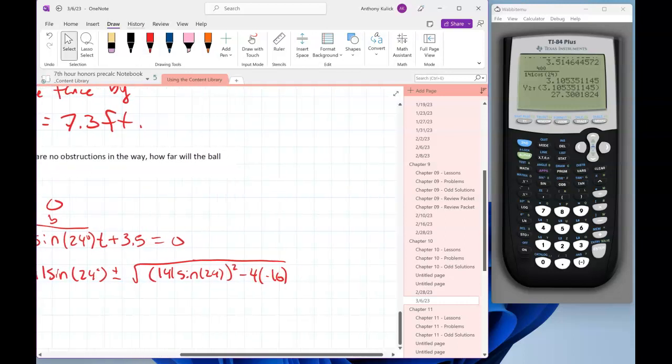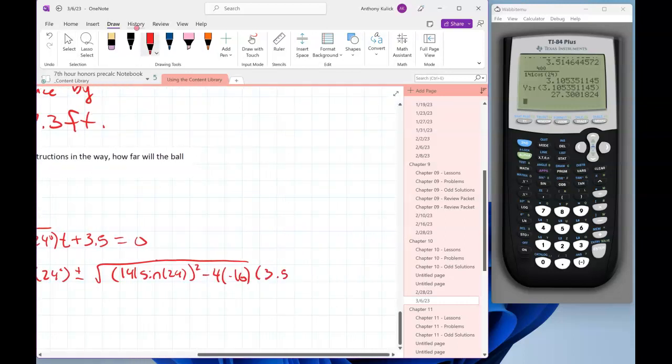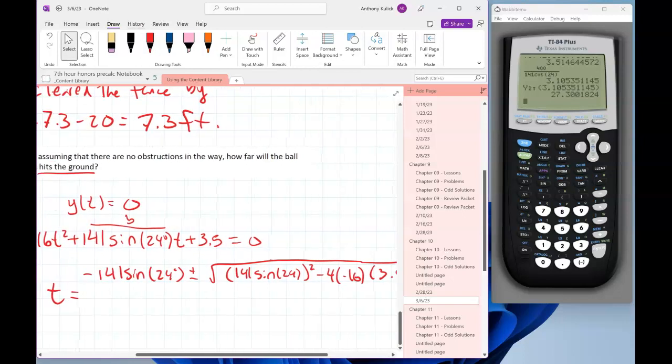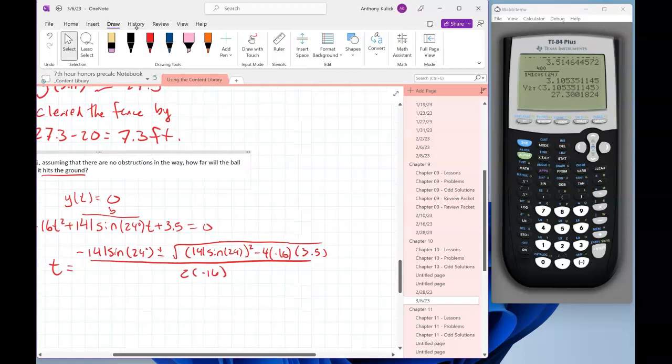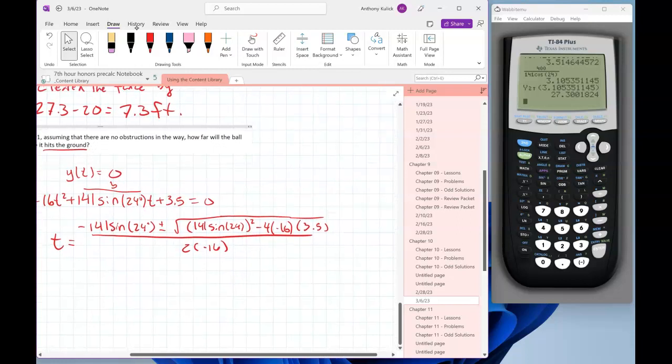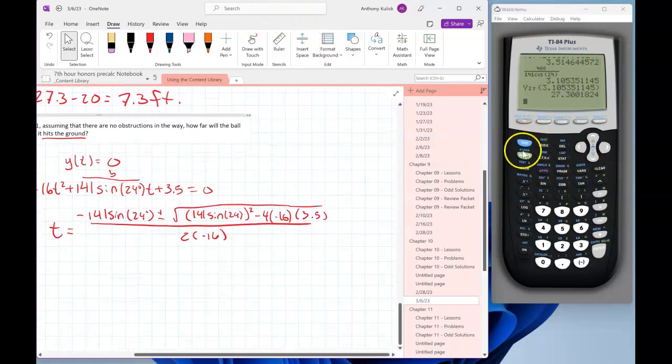Times 4ac, divided by 2 times a. Okay. I'm going to do that all on my calculator.